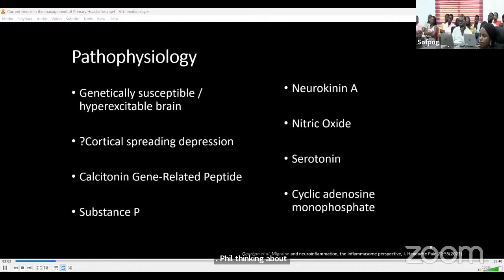Now, there are certain neurotransmitters that are also involved, okay? First of all, usually the person must have that genetic susceptibility or hyperexcitable brain to have the kind of primary headache that they have. Then we see that cortical spreading depression is a recognized entity in migraine, where there's a wave of depolarization starting from the occipital region, moving anteriorly, and this has been seen to be associated with vasoconstriction, and usually it's also associated with the aura that patients with migraine with aura, especially the visual aura, experience.